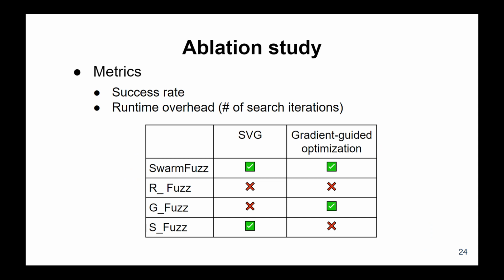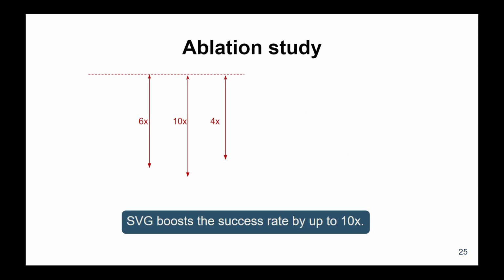Therefore, we evaluate the effect of SVG by comparing SwarmFuzz with GFuzz, and the effect of gradient-guided optimization by comparing SwarmFuzz with SFuzz. We have two metrics for each fuzzer, the success rate and the runtime overhead. For the runtime overhead, we report the average number of search iterations taken by the fuzzer. Each search iteration takes roughly 2 minutes to finish.